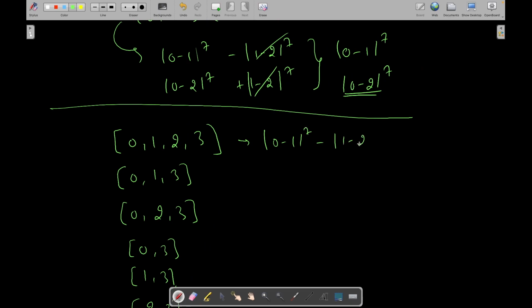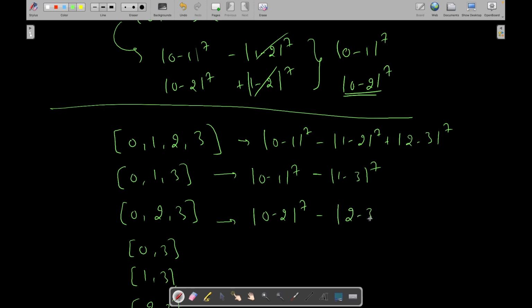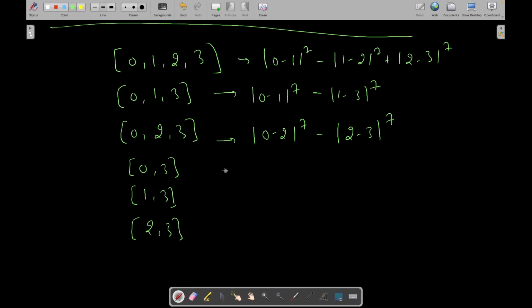And if I write this like |0 minus 1|^7 minus |1 minus 2|^7 plus |2 minus 3|^7, this is contributing |0 minus 1|^7 minus |1 minus 3|^7, and this is contributing |0 minus 2|^7 minus |2 minus 3|^7. This is contributing |0 minus 3|^7, |1 minus 3|^7, and |2 minus 3|^7.